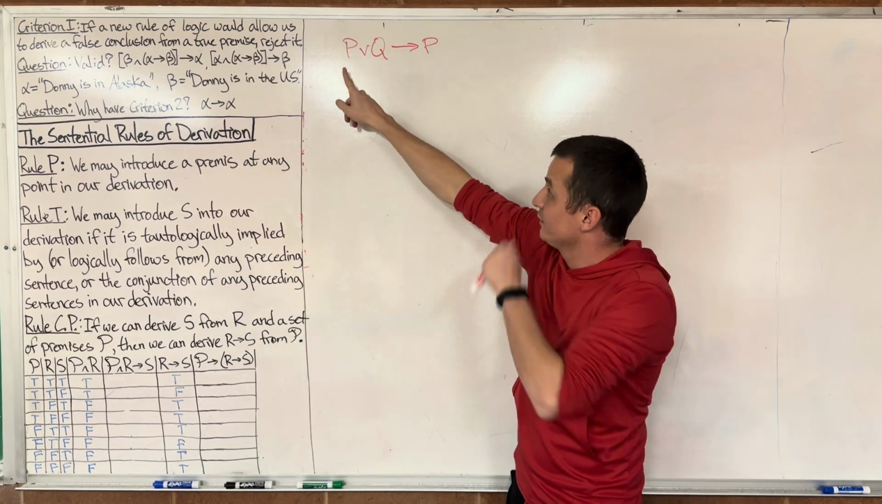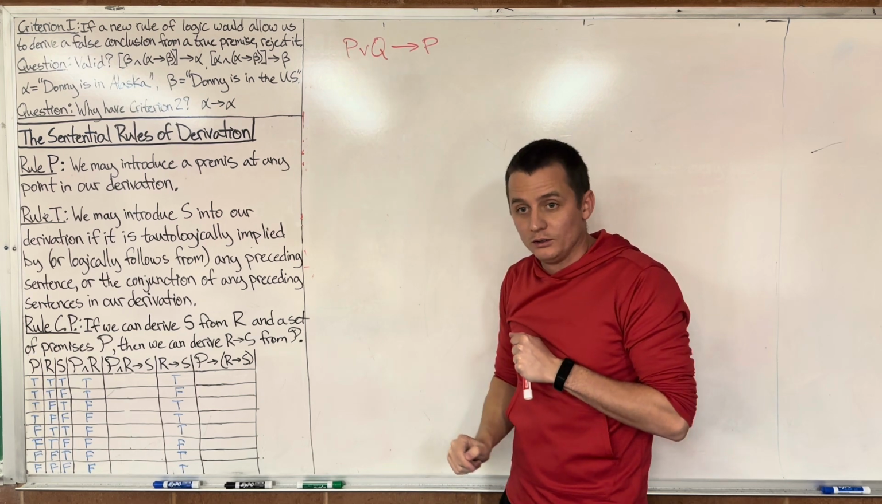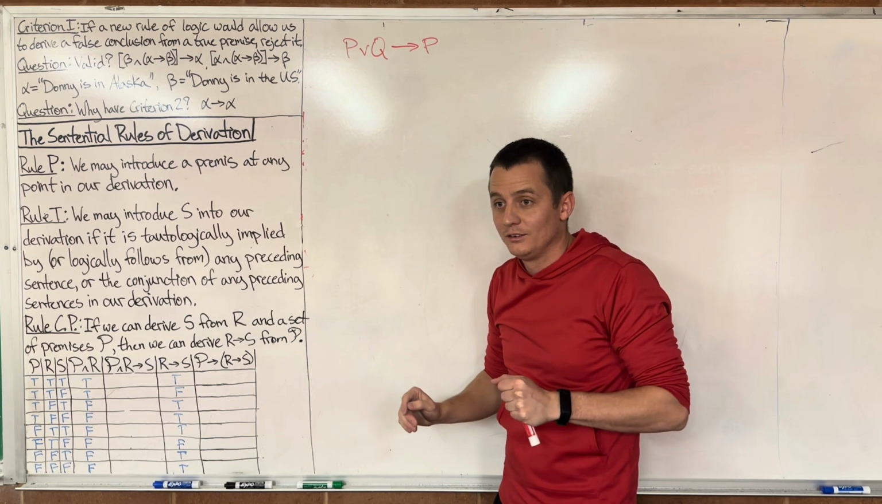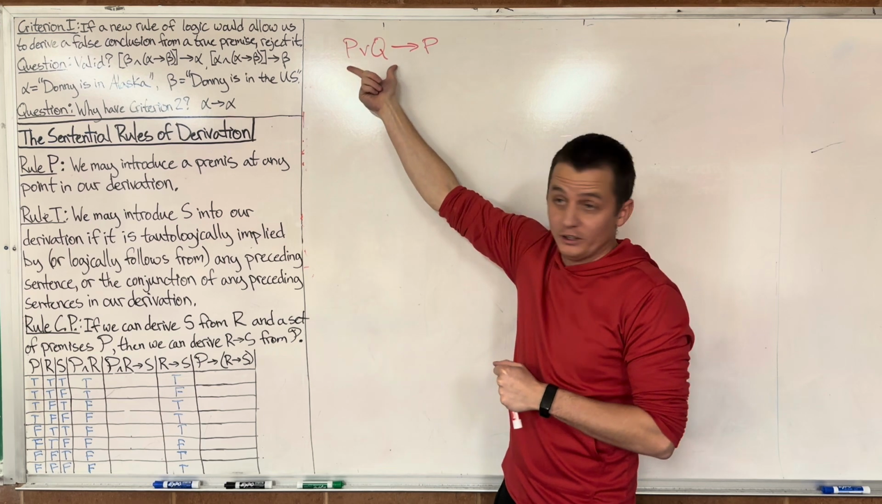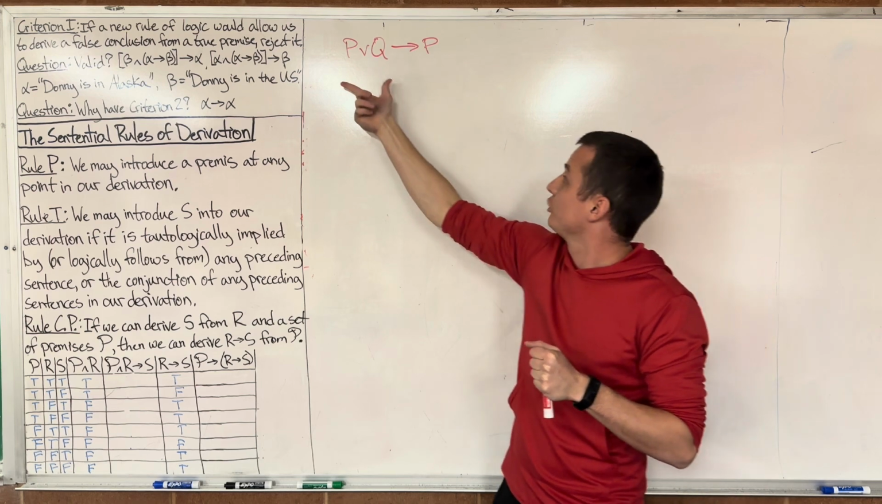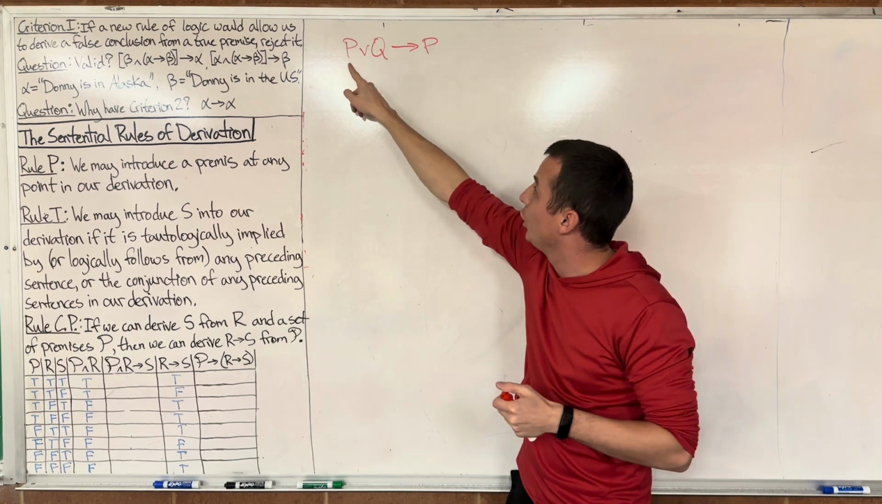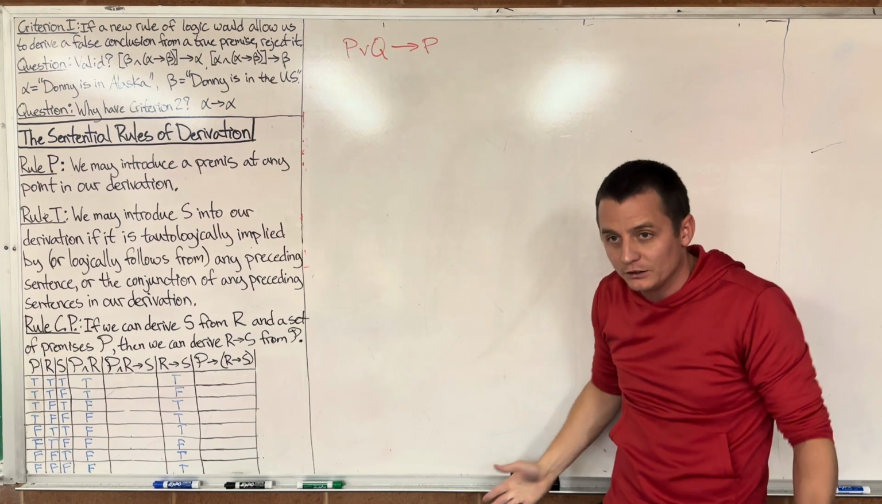So this says, true or false? I'm a billionaire or I'm a teacher. Is that true? Right, so the antecedent is true. The conclusion: I'm a billionaire. Is that true? No, so the premise was true, but the conclusion is false. So this is not a valid rule of logic. If you know P or Q is true, you cannot conclude P is true.